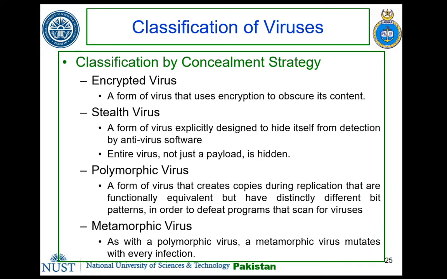Polymorphic virus is the third category of the concealment strategy viruses, a form of virus that creates copies during replication that are functionally equivalent but have distinctly different bit patterns in order to defeat programs that scan for viruses. In this case, the signature of the virus will vary with each copy. To achieve this variation, the virus may randomly insert superfluous instructions or interchange the order of independent instructions.